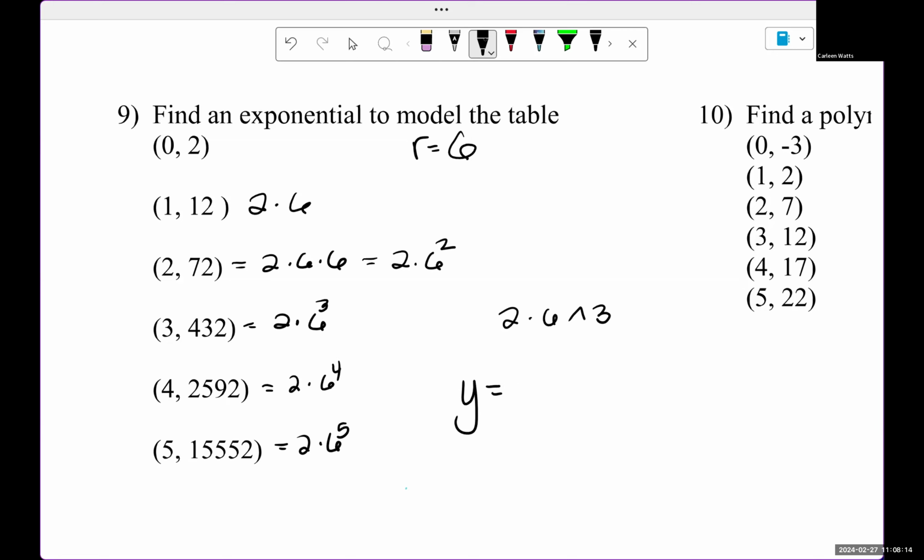Okay. So notice the 2 does not change. The 6 does not change. Where do I put my variable? What is varying? What is changing? The exponent. Okay, so notice it got really big really fast. Exponential equations get really big really fast.